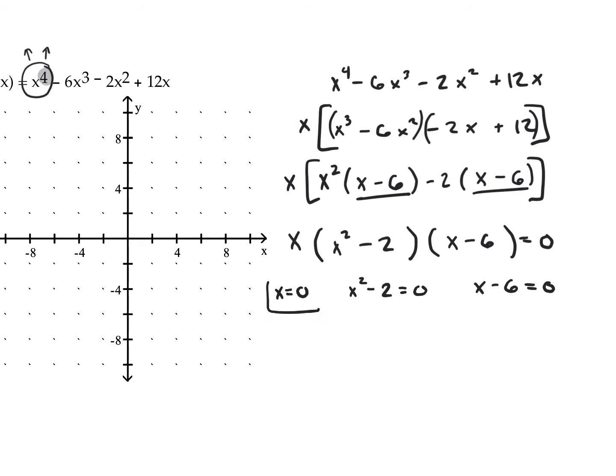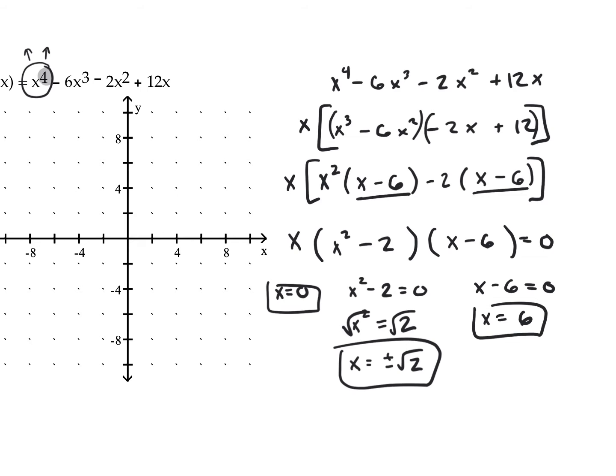So x is equal to 0 is already 1, 0. So then I can just solve the next one. I'm going to add 2 to both sides. So x squared is equal to 2. Take the square root. So x is equal to what? Plus or minus square root 2. And then I have x is equal to positive 6. So these are my 4 answers.